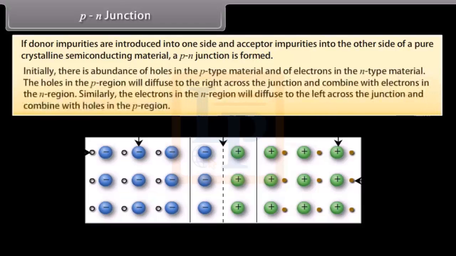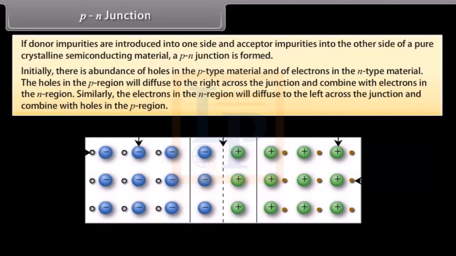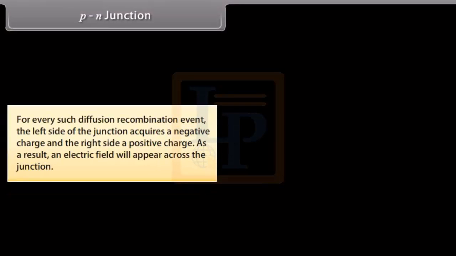Initially, there is an abundance of holes in the p-type material and of electrons in the n-type material. The holes in the p region will diffuse to the right across the junction and combine with electrons in the n region. Similarly, the electrons in the N region will diffuse to the left across the junction and combine with the holes in the P region. For every such diffusion recombination event, the left side of the junction acquires a negative charge and the right side a positive charge. As a result, an electric field will appear across the junction.